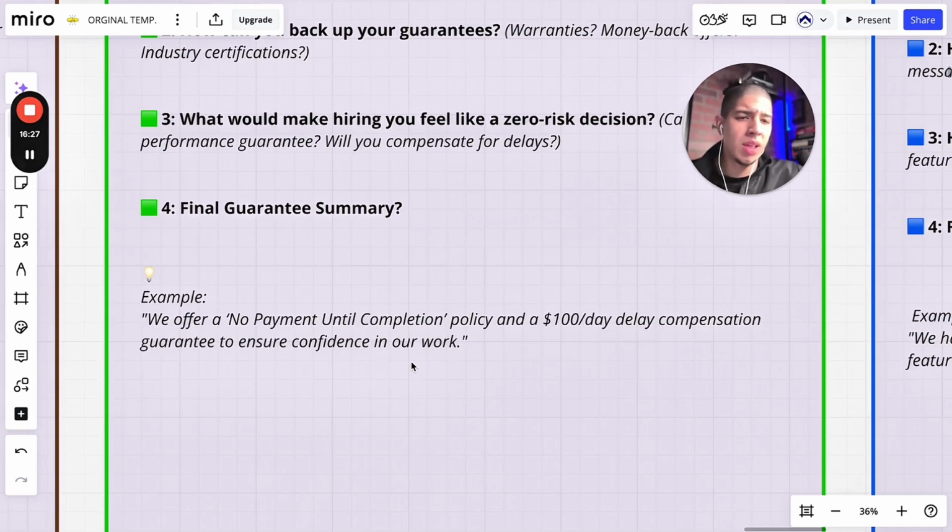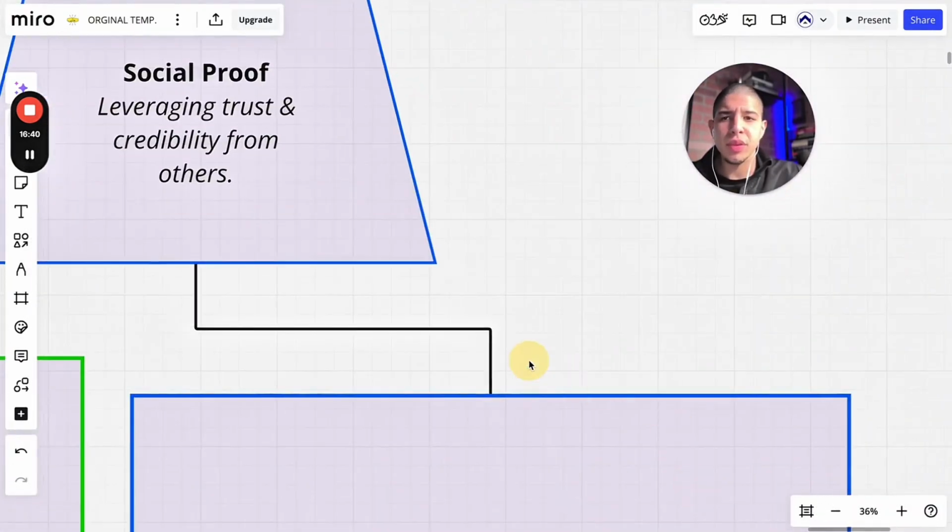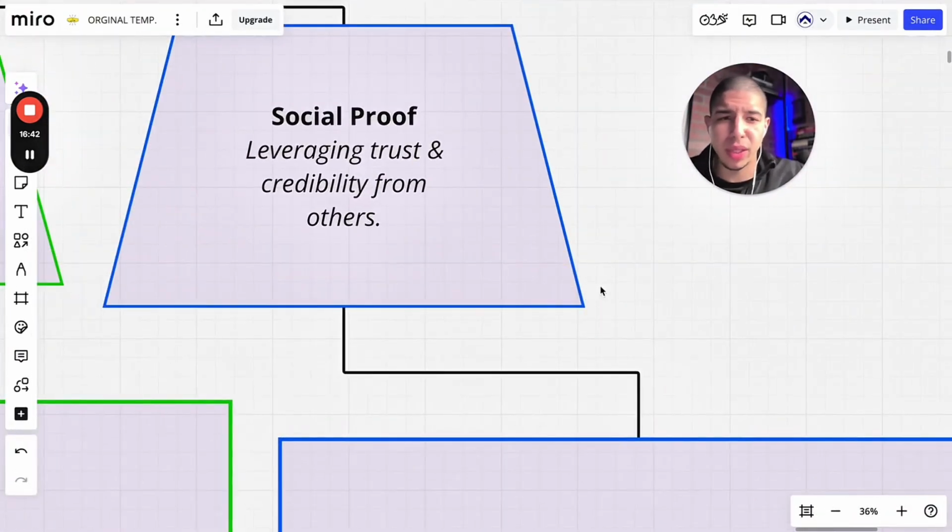Janet, look, I know you said you needed this in 3 weeks. We could get it done in 3 weeks. And for every day that we're late, we give you $100 in cash. Put that on paper. They're going to be like, whoa, these guys are different. These guys are different. Social proof, leveraging trust and credibility from others.